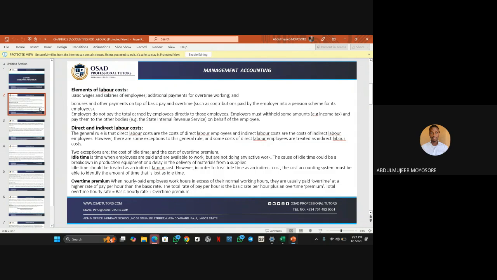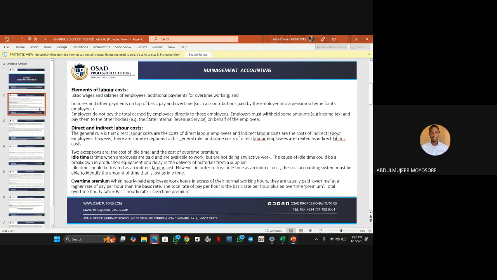Now, we have direct and indirect labor. The general rule is that direct labor costs are the cost of direct labor employees, and indirect labor costs are the cost of indirect labor. However, there are some exceptions to this general rule, and some costs of direct labor employees are treated as indirect cost. Two exceptions are cost of idle time and cost of overtime premium. Idle time.